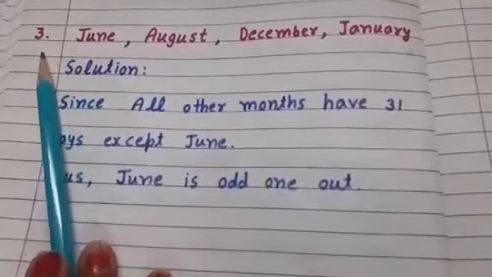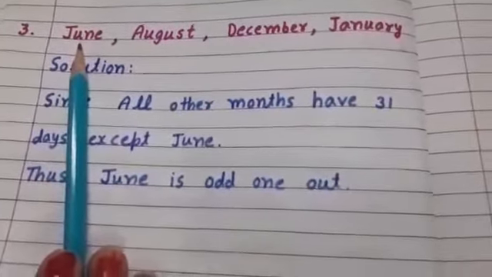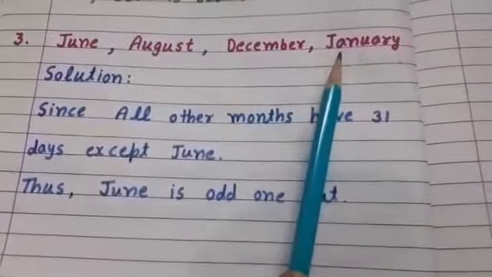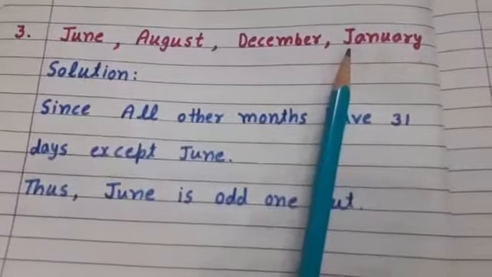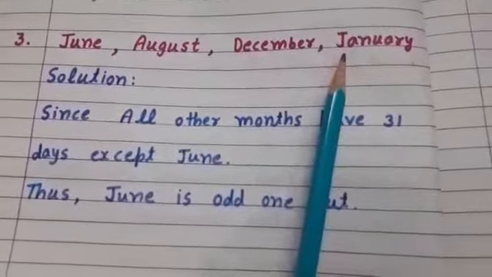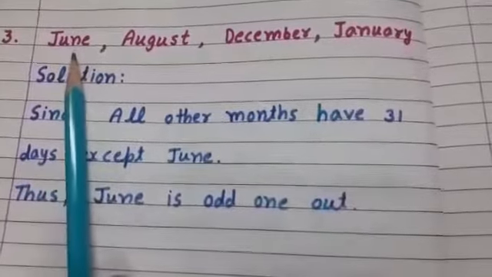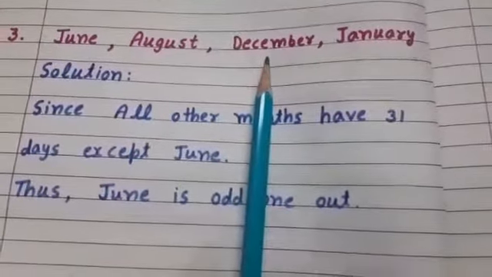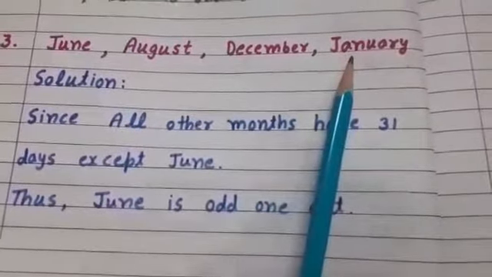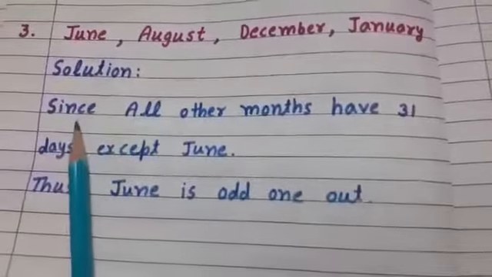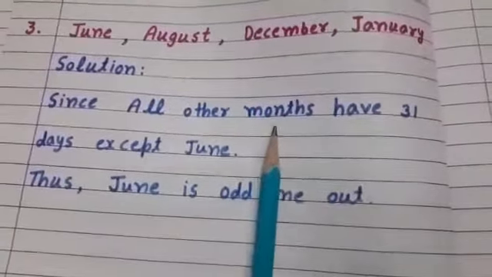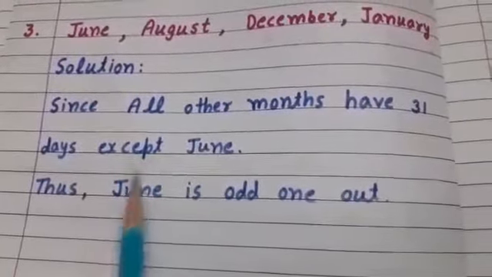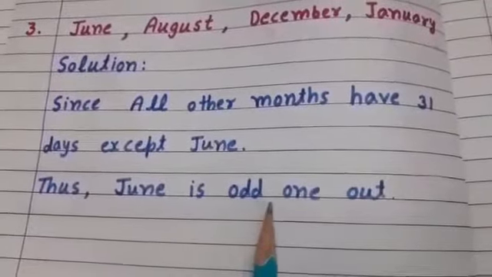Now example number 3. In example number 3, months are June, August, December, January. Now as we know, there are 30 days in June, 31 days in August, 31 days in December, and 31 days in January. Since all other months have 31 days except June, thus June is odd one out.